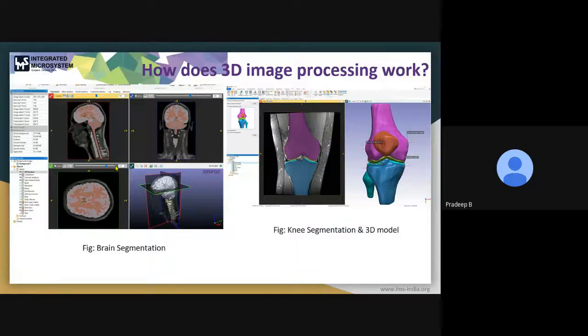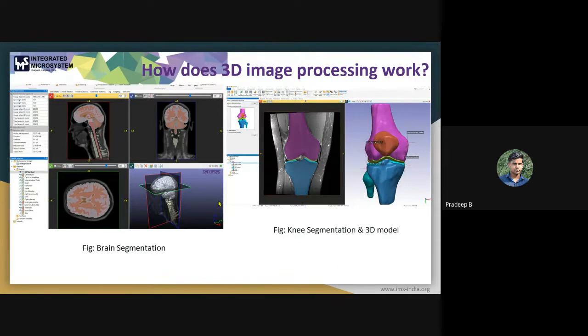This 3D image processing work. Now we will discuss how this 3D image processing works. This picture is for the brain segmentation, and this is for the knee segmentation, and we just created a 3D model.